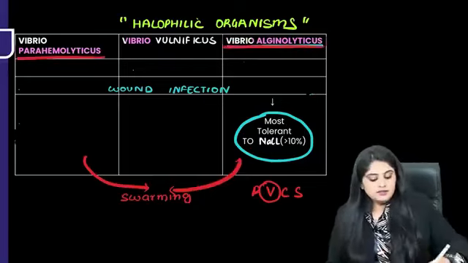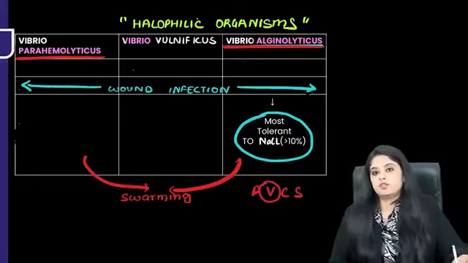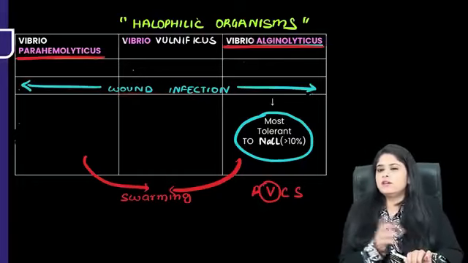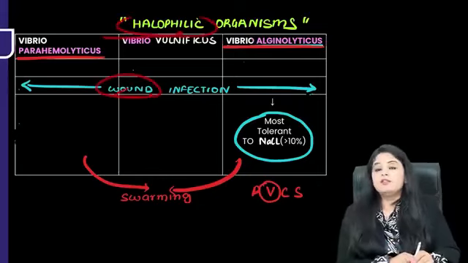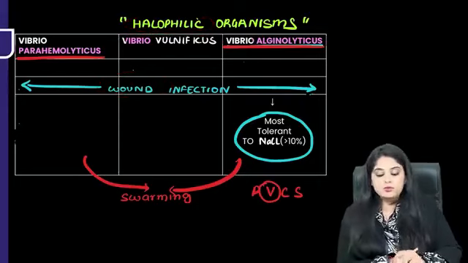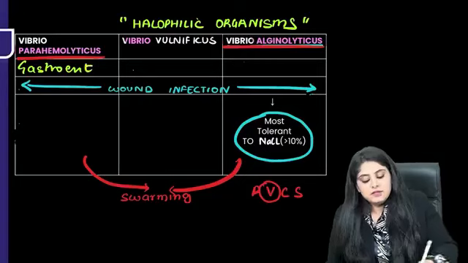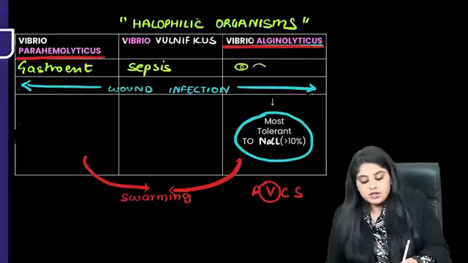So now what do we do? See, one thing is there that all of them have a common finding. All of them cause wound infection. So you will say, okay ma'am, we heard a proverb, jale pe namak, salt on a wound. So halophilic, these are salt loving, right? So they are salt loving, so the wound also has to come. All of them have wound infection. Parahaemolyticus causes gastroenteritis. Vulnificus can cause sepsis, and Alginolyticus, it is Chinese food, right?